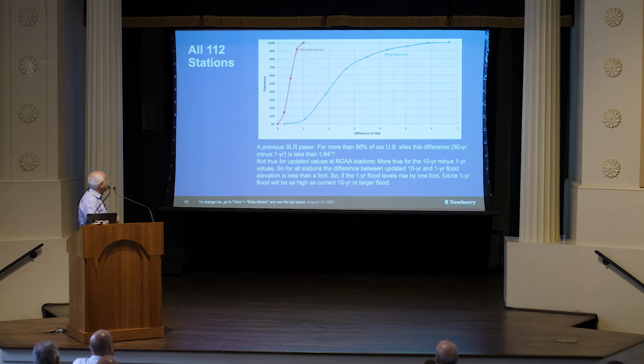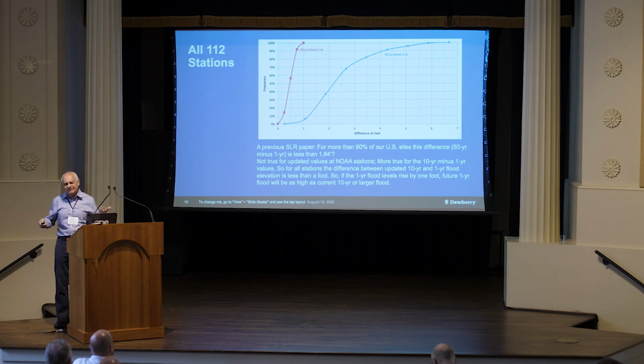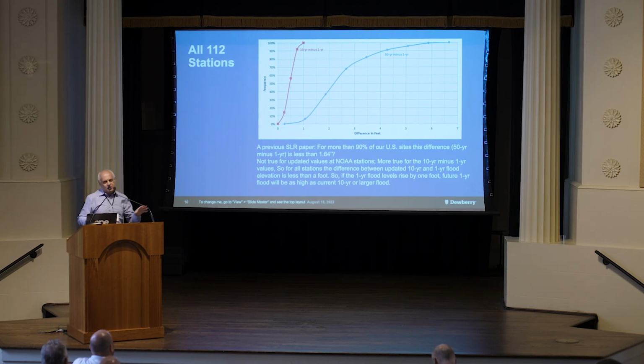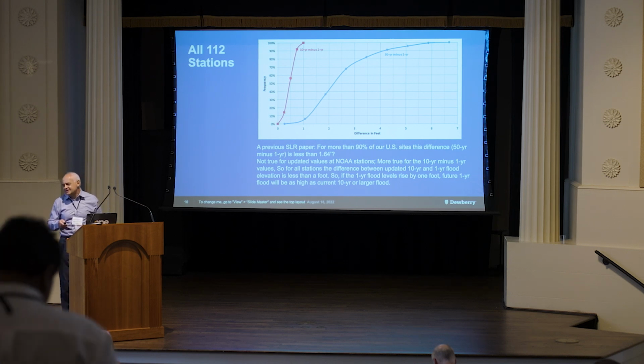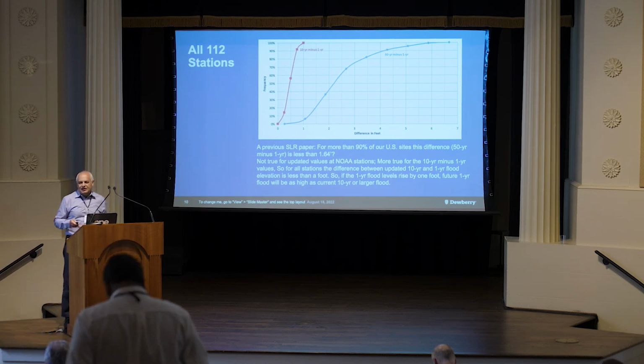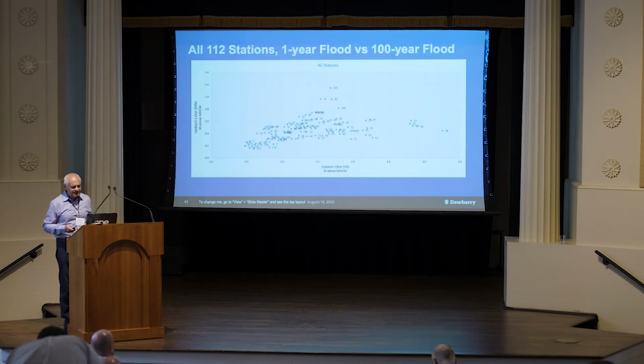So if you look at the distribution of 10-year minus 1 year, that's more in the range of what they were saying, 1.6 or 1.67 feet. So we can probably say tomorrow's coastal 1-year flood elevation would be slightly bigger than today's 10-year flood elevation. It wouldn't be as big as 50-year water surface elevation.